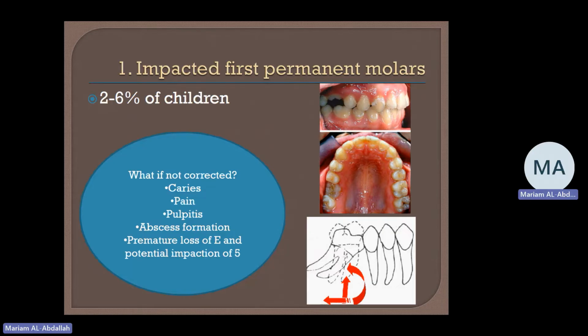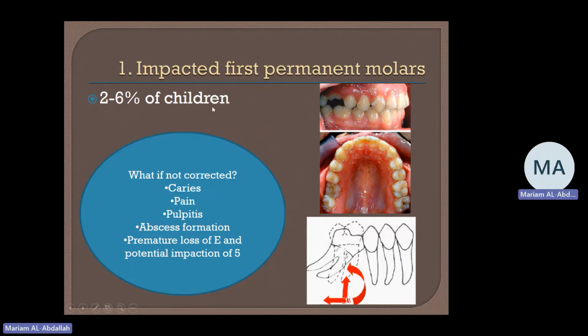2 to 6% of children can suffer such a problem. Luckily, again, most of these cases go unnoticed, and we will have spontaneous normalization of the path of eruption for the first permanent molar. Another name for impacted first permanent molar is ectopic eruption.